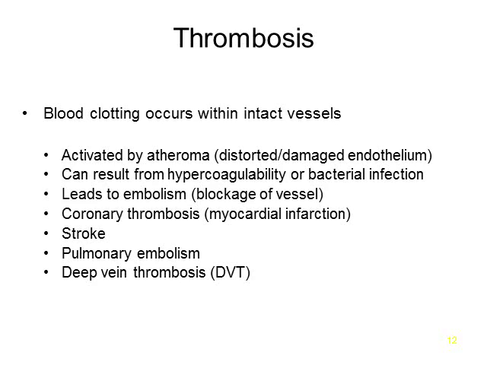If something goes wrong and you end up clotting in an intact vessel, this state is a thrombosis. It can be activated by an atheroma. Atheroma is where you have a plaque deposited on the inside of a blood vessel. This can damage or distort the endothelium. By damaging the endothelium, you effectively activate the clotting cascade.